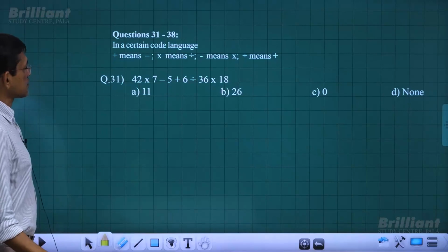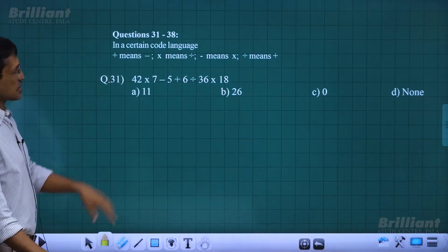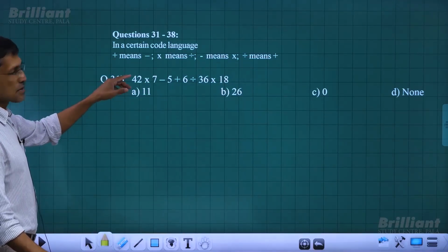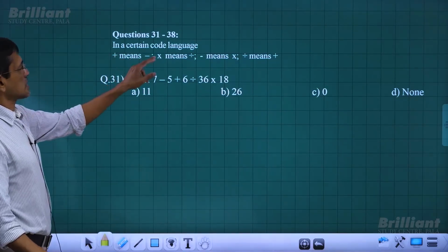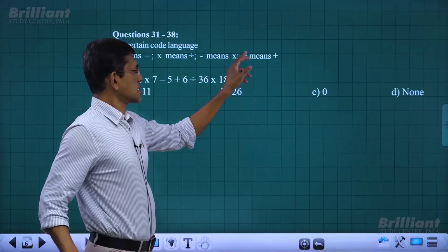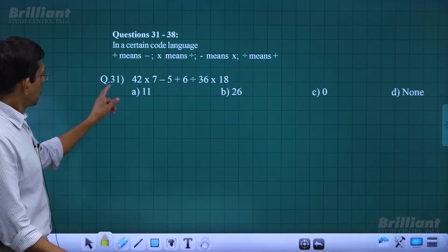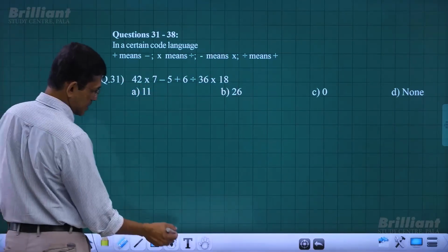Now questions 31 to 38. These are symbols and notation type questions. In a certain code language, plus means minus, multiplication means division, minus means multiplication, and division means addition. If that is the case, what is the answer? You get it from here. So let's try that.